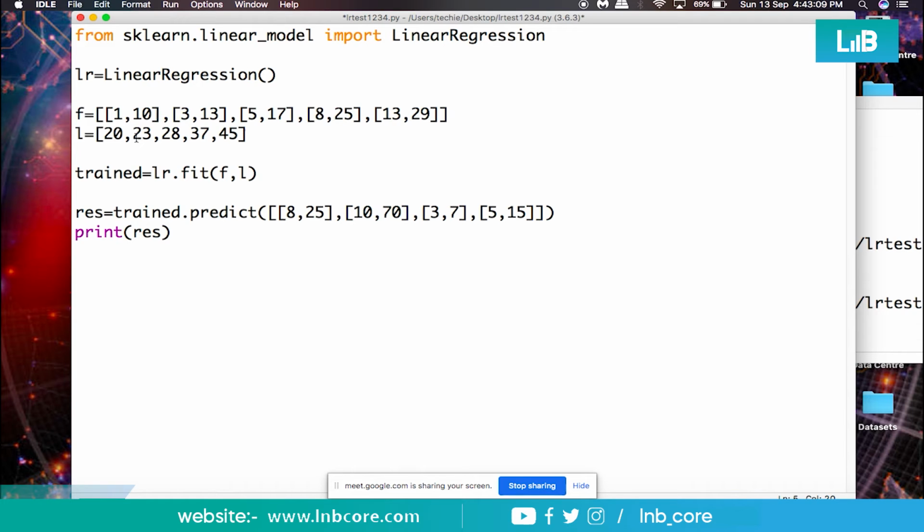Then the linear regression formula would be y is equal to M1 x1 plus M2 x2, and x1 would have these values and x2 would have these values, right? And then y will be predicted.